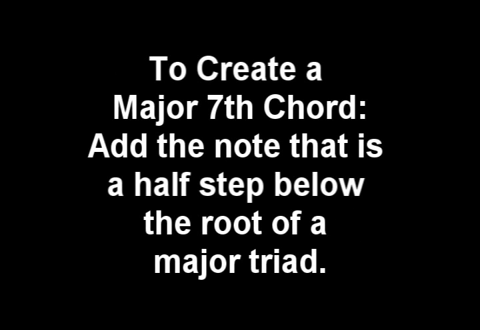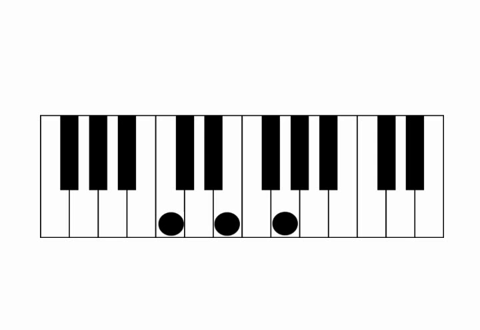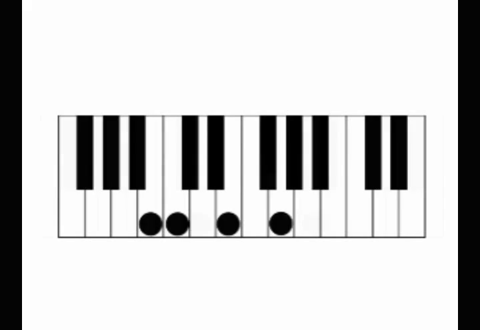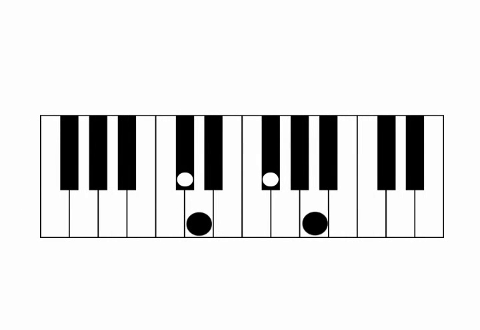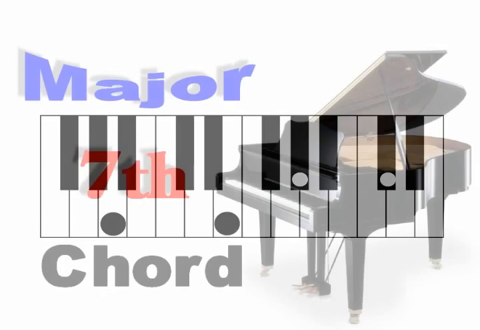The easiest way to build a major seventh chord is to add the tone that is a half step below the root. For example, the major seventh of C major is B. It's the very next key below the root of the triad you're adding it to. The major seventh of D is C sharp. The major seventh of A is G sharp. And just like the dominant seventh chord, you can open up the chord like this. There's a lot of places to play the major seventh.